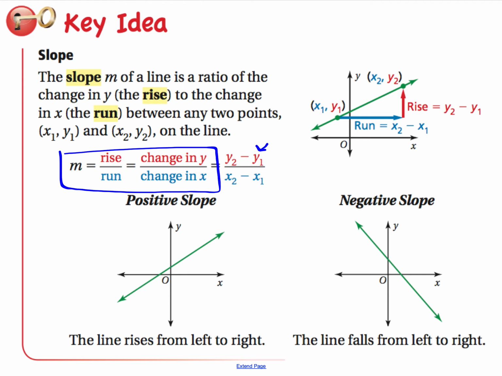We do have positive slopes. As we move across to the right, which is the direction we read in English, the graph increases. That's a positive slope. As we move across to the right, it goes down. That's a negative slope.